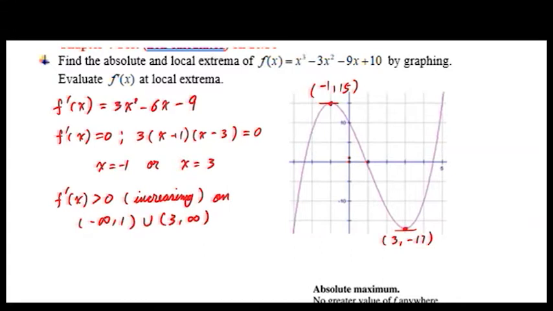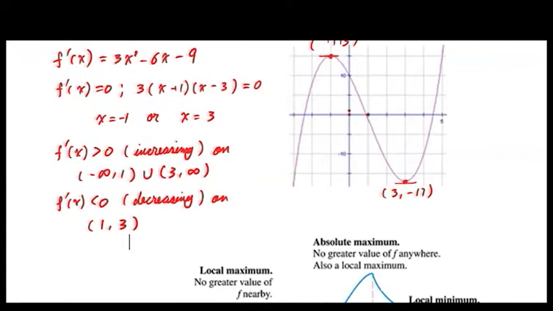Okay, we can go. And then, of course, f prime of x, I want it to be negative, which means decreasing on, and then that needs to be between -1 and 3. Do you see that? Say yes. So what we have is the function is now turning from increasing to decreasing. Therefore, its maximum is right there.